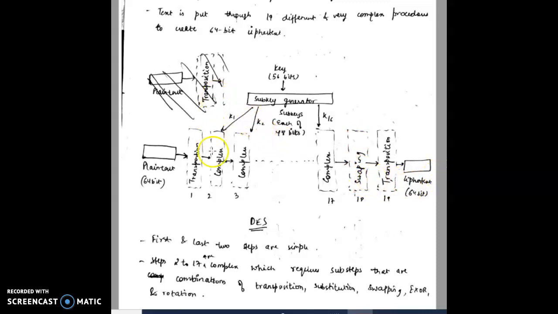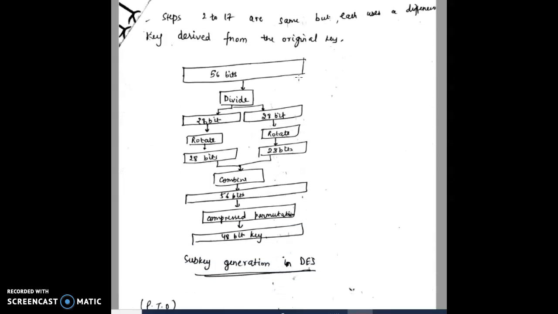At each of these steps 2 to 17, you use a key which is 48 bits. The 48-bit key is generated using the one 56-bit key, which is shared between the sender and the receiver for the encryption and the decryption. It will get more clear as we see these steps in detail.